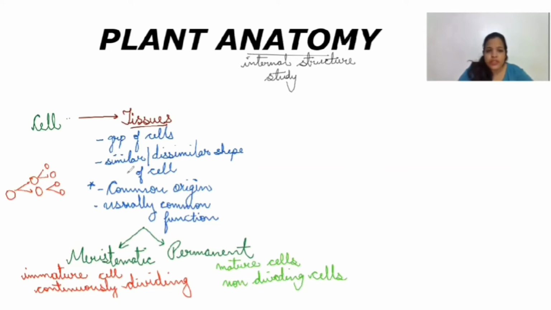The term tissue was given by the scientist named Grew, and tissues are of two types: permanent tissues and meristematic tissues. Very easy. Those who remember their 9th class, I know it is hard to remember because it's been so long, but if you remember anything, it will be much easier.